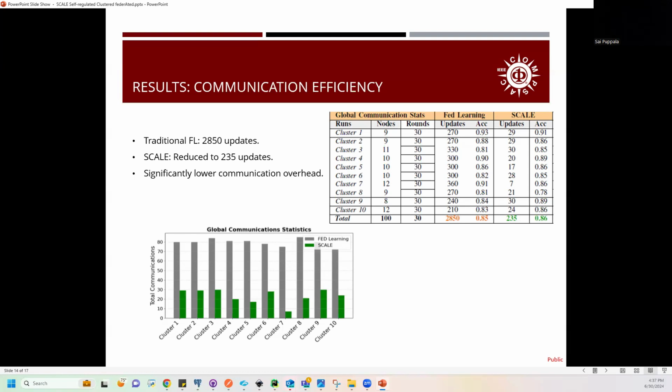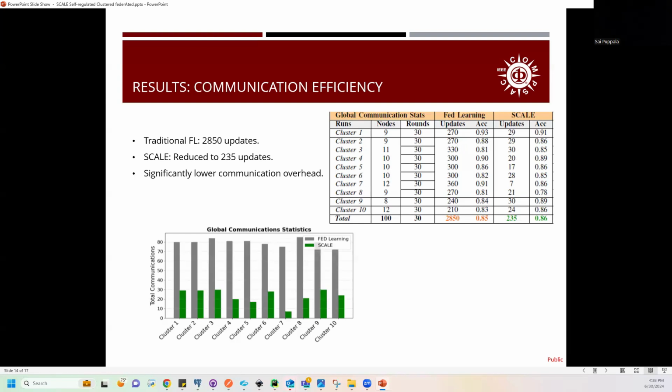The reason why we have less accuracy here compared to the last slide is that one of the clients was not updating, so the score was a little low on this slide. But the overall accuracy for scale is 86%, and federated learning is 85%. The range of accuracy for traditional federated learning is about 85 to 89, and for scale it was about 83 to 86.